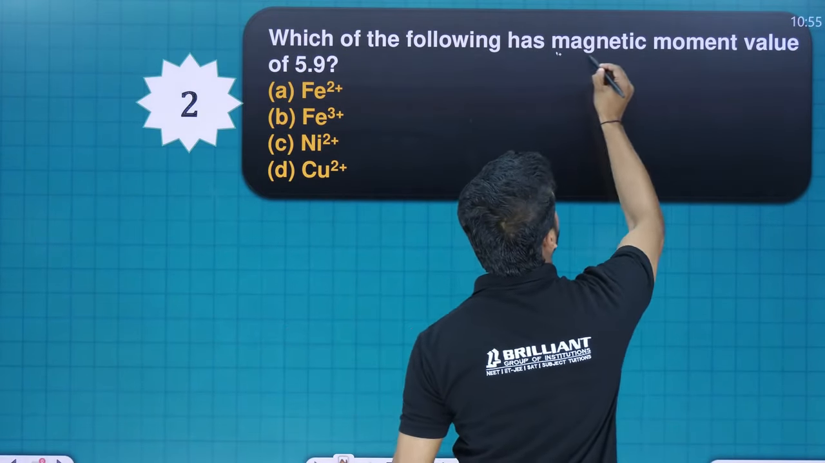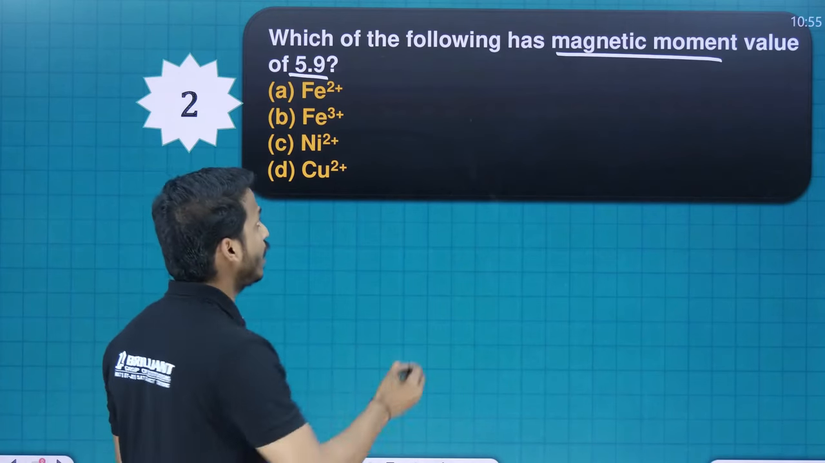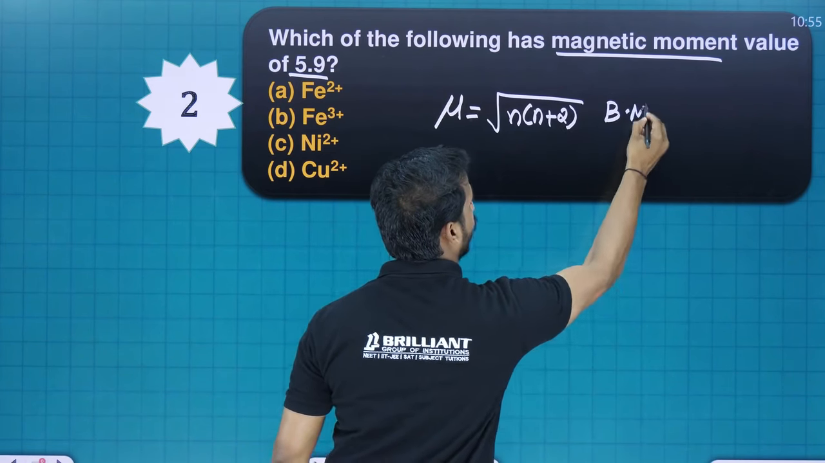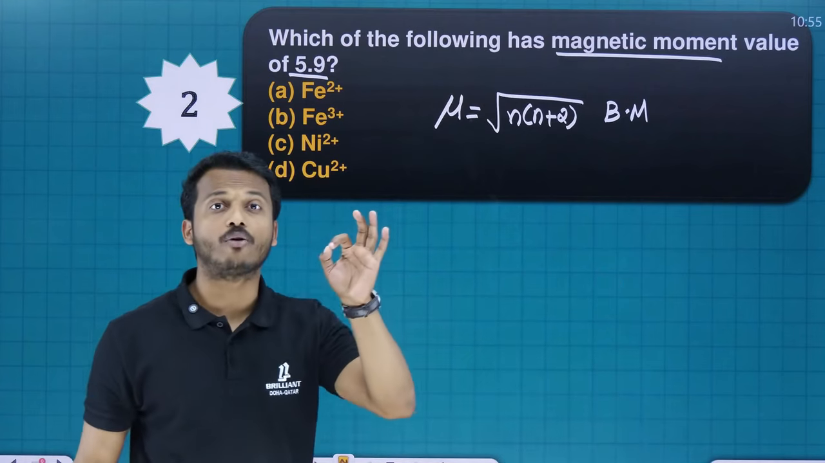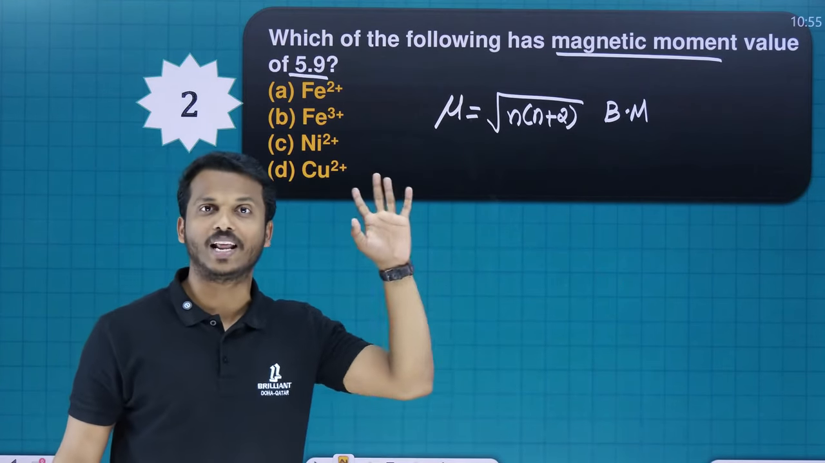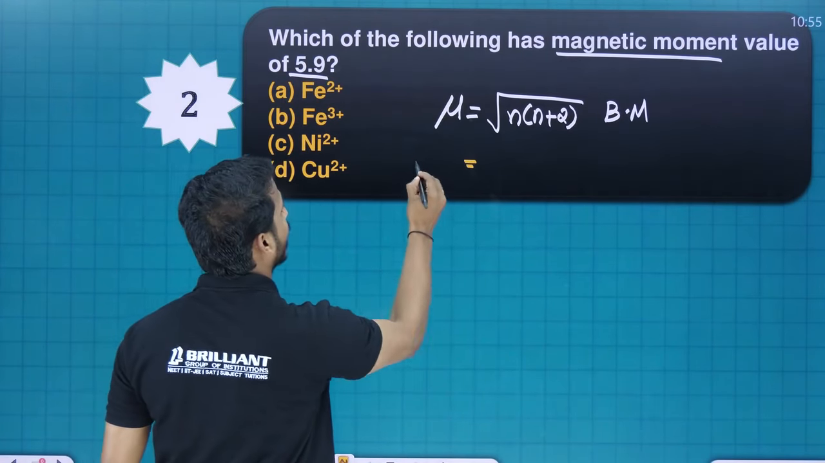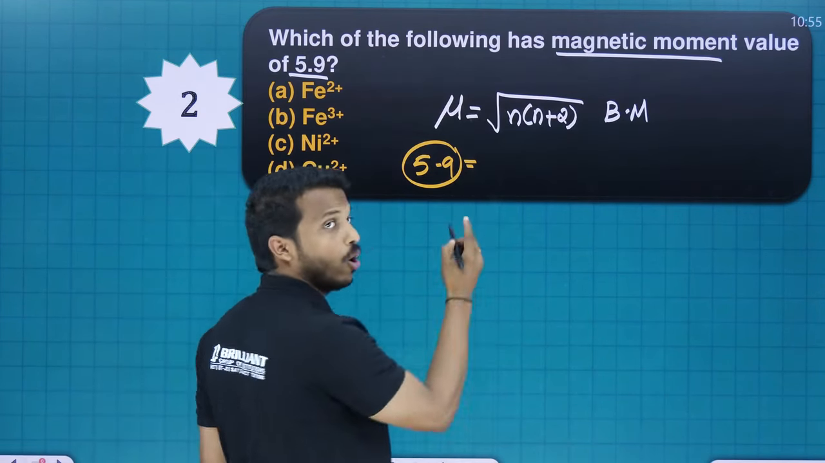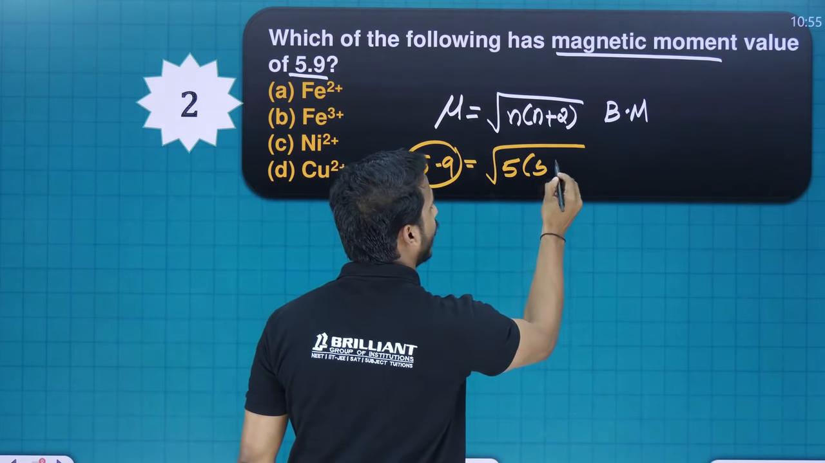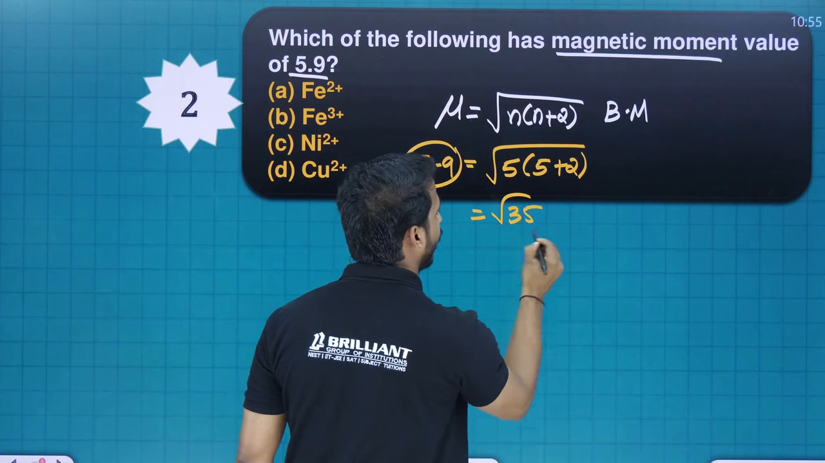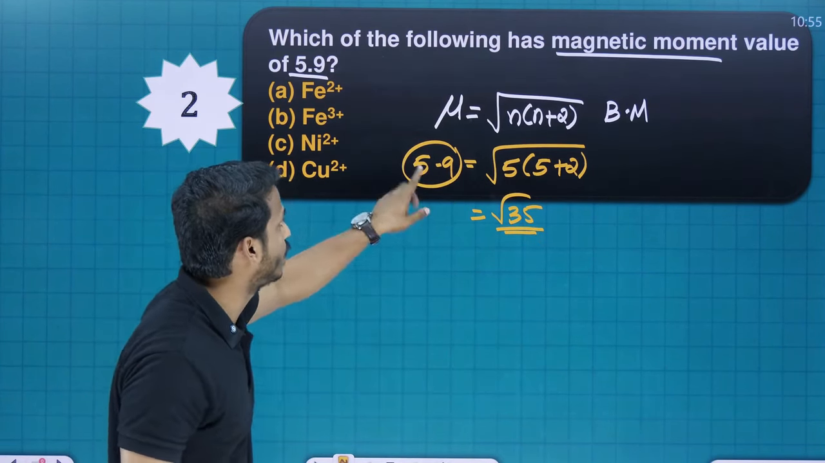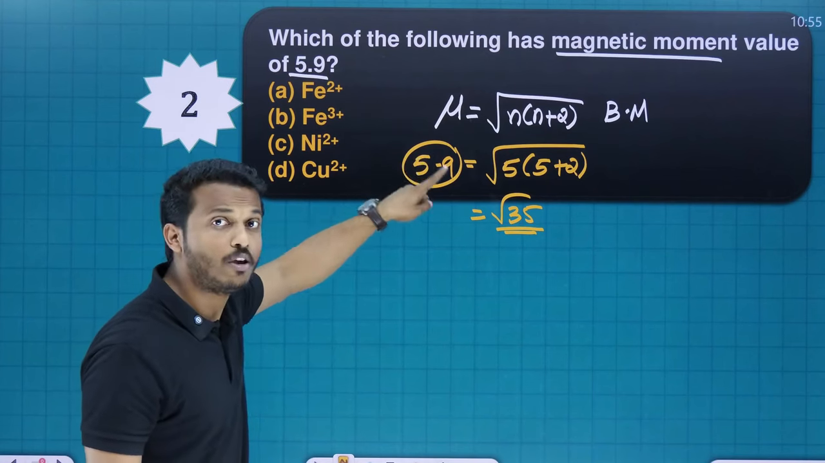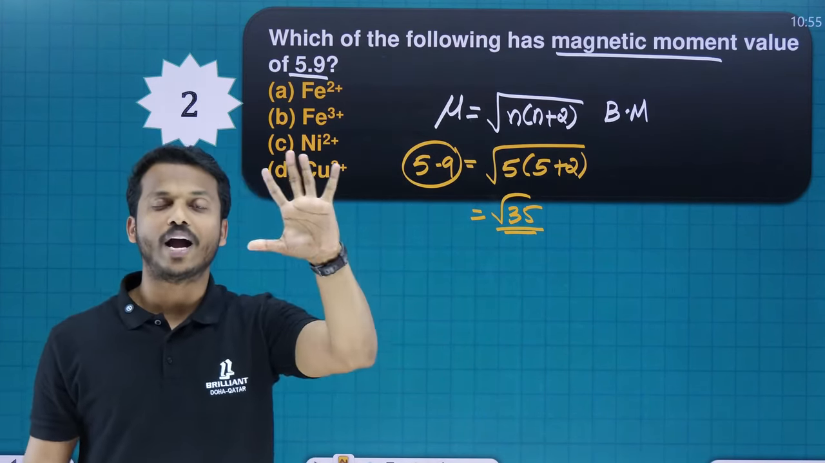Which of the following has magnetic moment value 5.9? What is the equation for magnetic moment? Mu equals root of n into n plus 2 Bohr magneton. Yes or no? What is n? N is the number of unpaired electrons. So if you want to get overall magnetic moment 5.9, what should be the value of n? N should be 5. So 5 into 5 plus 2 equals root 35. You know root 36 is 6, and root 35 is 5.9, near 5.9. So if you want to get 5.9, how many unpaired electrons should be there? 5 unpaired electrons.